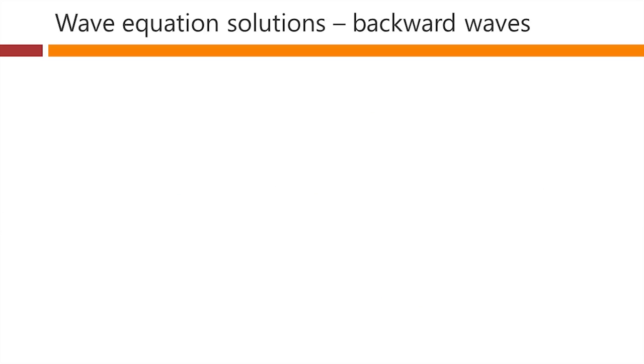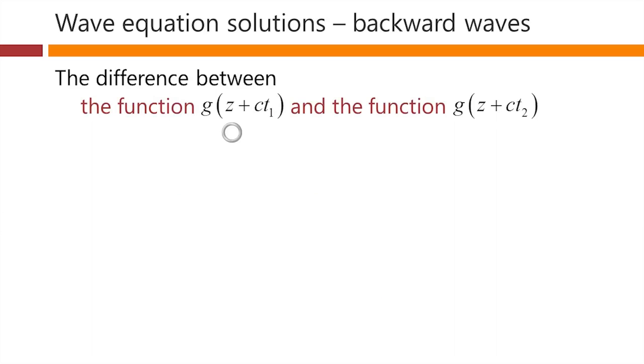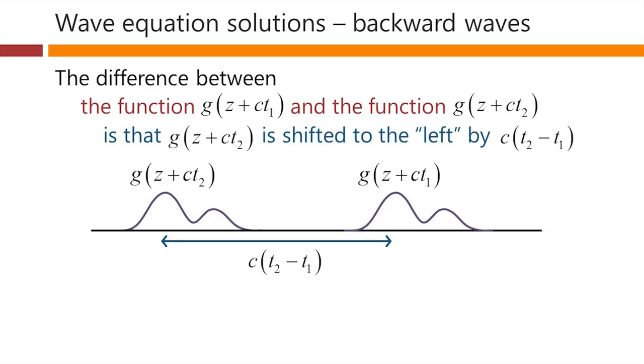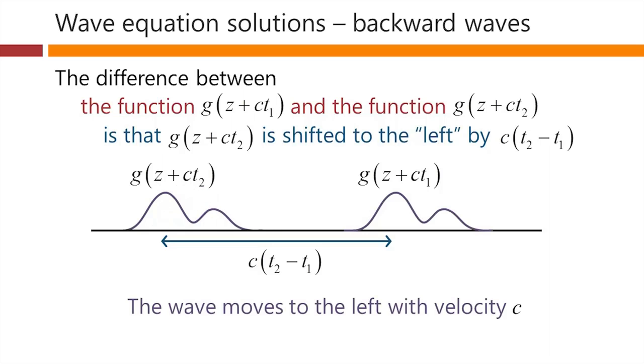Similarly, if we look at the other possibility, g of z plus ct1, then the difference between this function at t1 and this function at t2 is that this function is shifted to the left by an amount c(t2 minus t1). So if this was g of z plus ct1, then at some later time, g of z plus ct2 would have moved to the left. And again, it moves with velocity c.